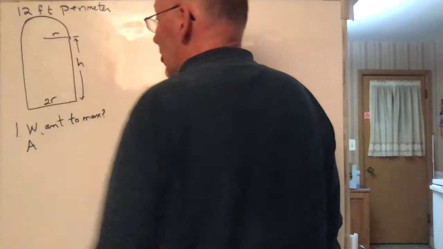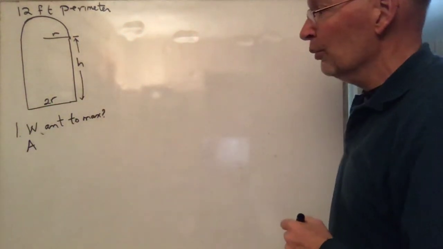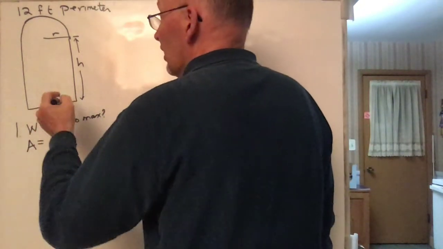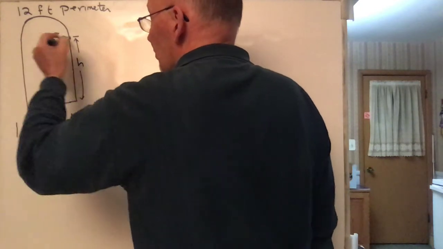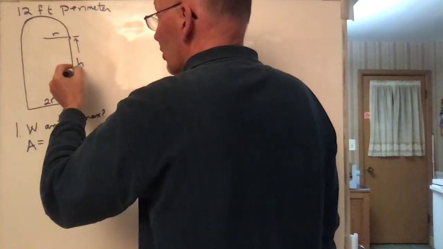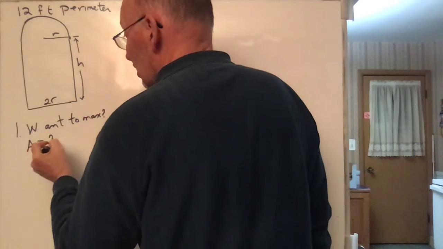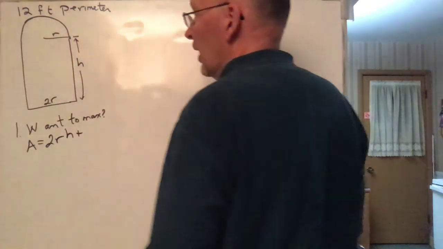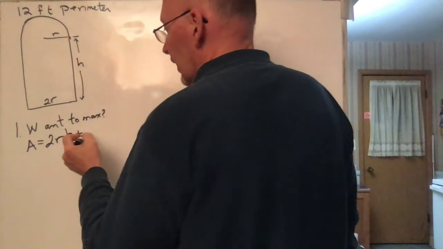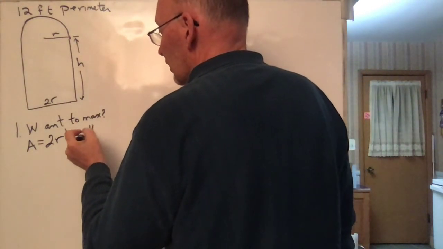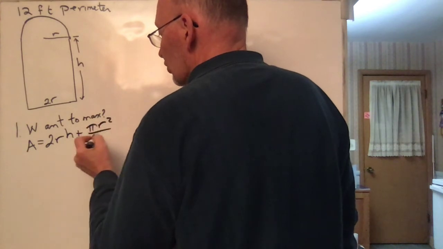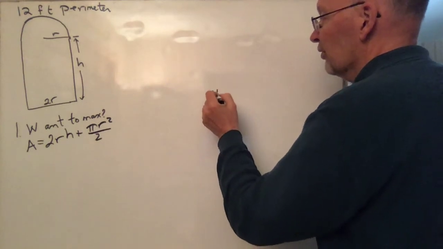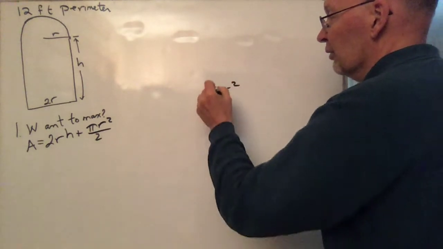Once we have that, we can write the area, which is going to be a function of both of these things. First of all, it's the area of this bottom part, the rectangle, which is going to be 2r times h. And then it's going to be half of a circle. A circle is pi r squared, and you have half of it, so it's going to be pi r squared over 2.